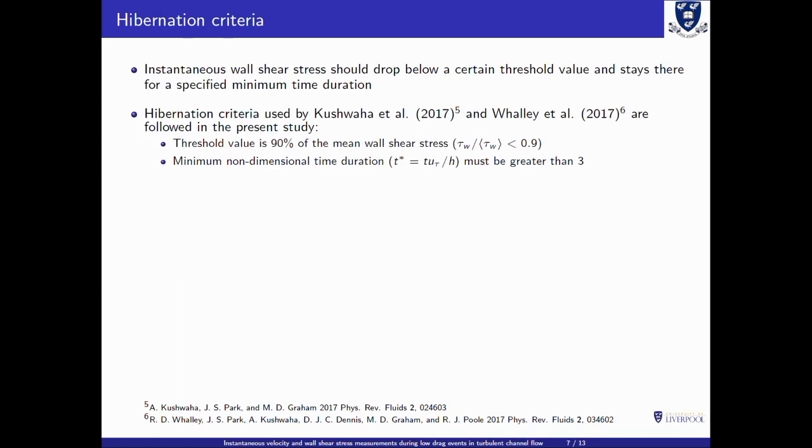As we know, these low drag events, or the hibernating turbulence, are events of low drag when the velocity profile approaches the maximum drag reduction profile. So it is quite ambiguous in terms of the criteria. In the literature we found two papers that have done this work, by Kushwaha et al. and Wali et al., where they have used a threshold for reduction in skin friction to be 90% of the mean wall shear stress. The time duration of this low drag event is given by a non-dimensional time duration T star, which should be greater than 3.